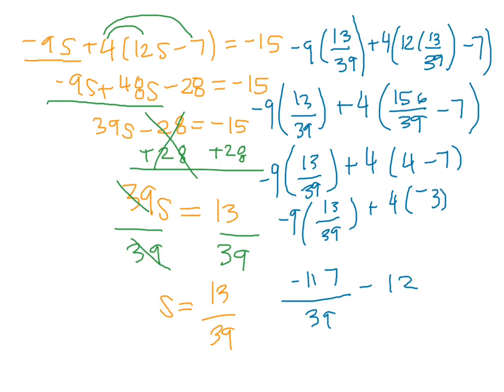And let's just check. Can we divide 117 by 39? Yes, we can. That will give us negative 3 minus 12, which equals negative 15. And let's take that negative 15, check all the way back up here at the beginning, and yes, that is correct. Negative 3 minus 12 equals negative 15.